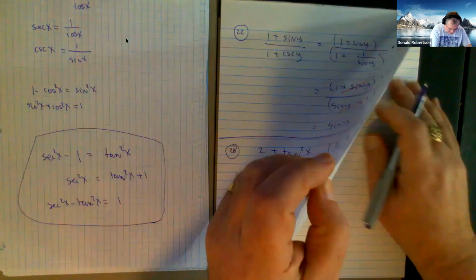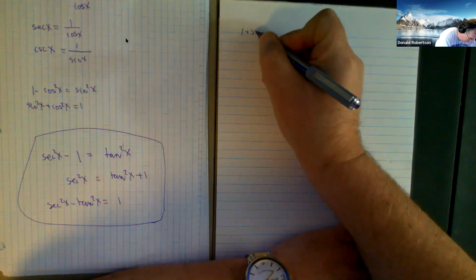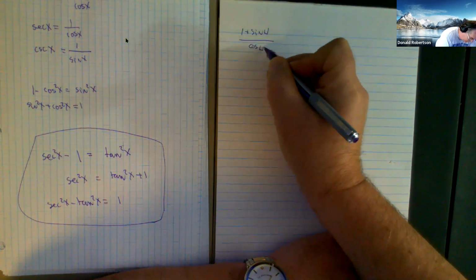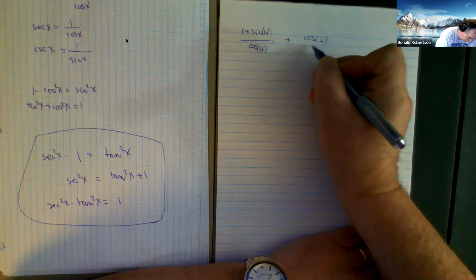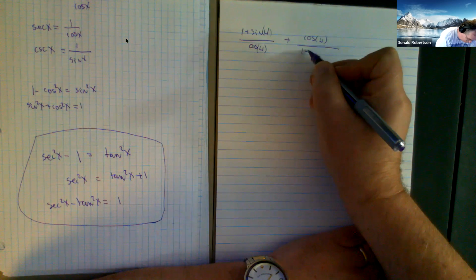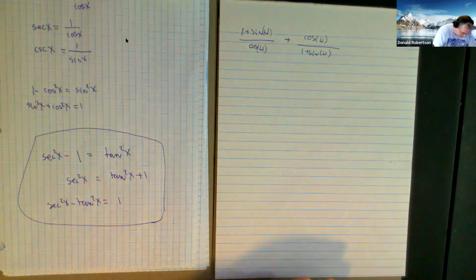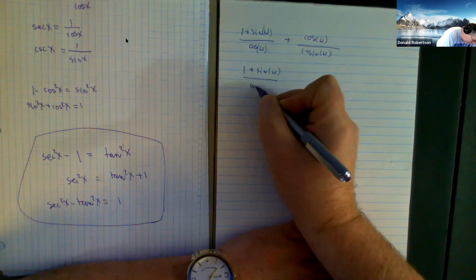So let's now show you a little bit different and a lot scarier. Let's find an ugly fraction. Here we go. How about 1 plus sine u over the cosine of u added to the cosine of u over 1 plus the sine of u. And now that I've written that, don't write this down unless you really want to. I should have given myself more space.